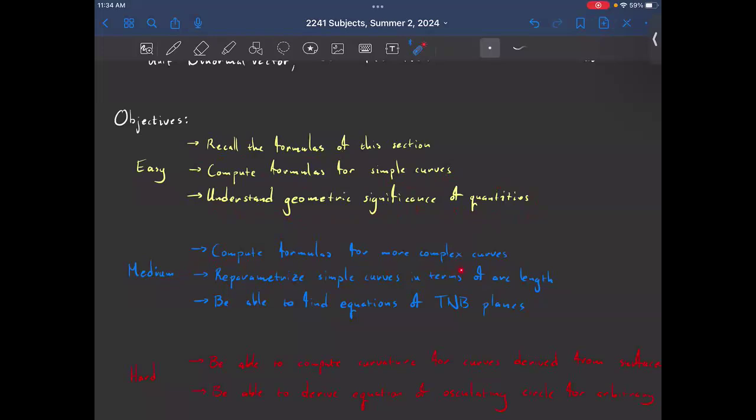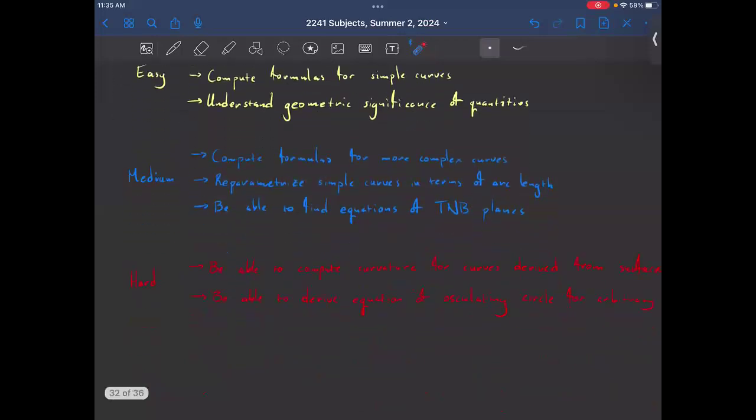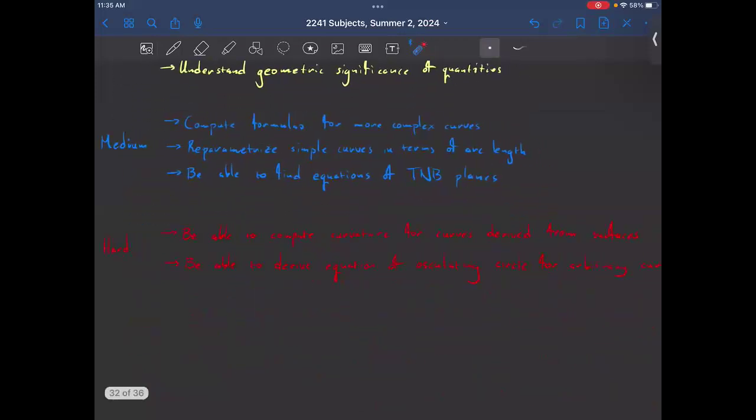Your medium goals: compute the formulas for more complex curves. These might be things like a conical helix, or maybe like a toroidal spiral or something. You should be able to reparameterize simple curves in terms of arc length. I did say earlier that this is sometimes impossible to do by hand, but for simple things, you should be able to do it. I want you to be able to find equations of T and B planes. So those named planes in the terms, we should be able to find equations of those once we find T, N, and B.